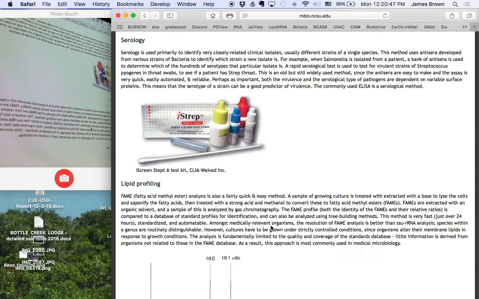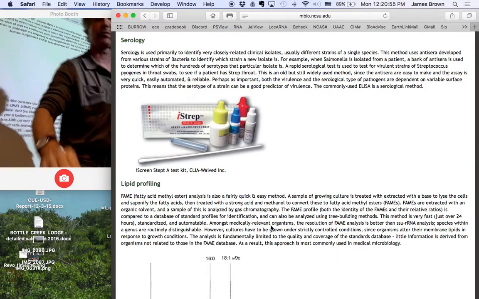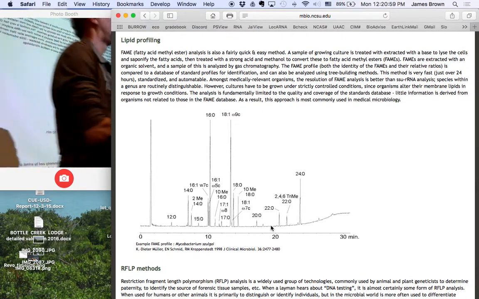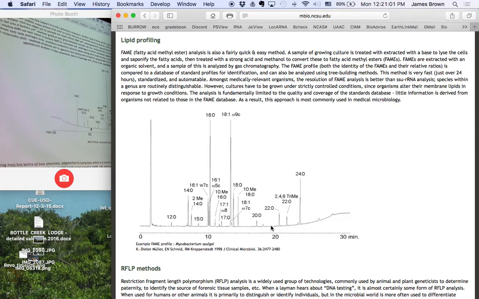A lot of times these are used for viruses because you can't grow colonies of virus on a plate. And so you look for the presence of antibody against that virus. And there are lots and lots of variations on these tests. Another one is lipid profiling.